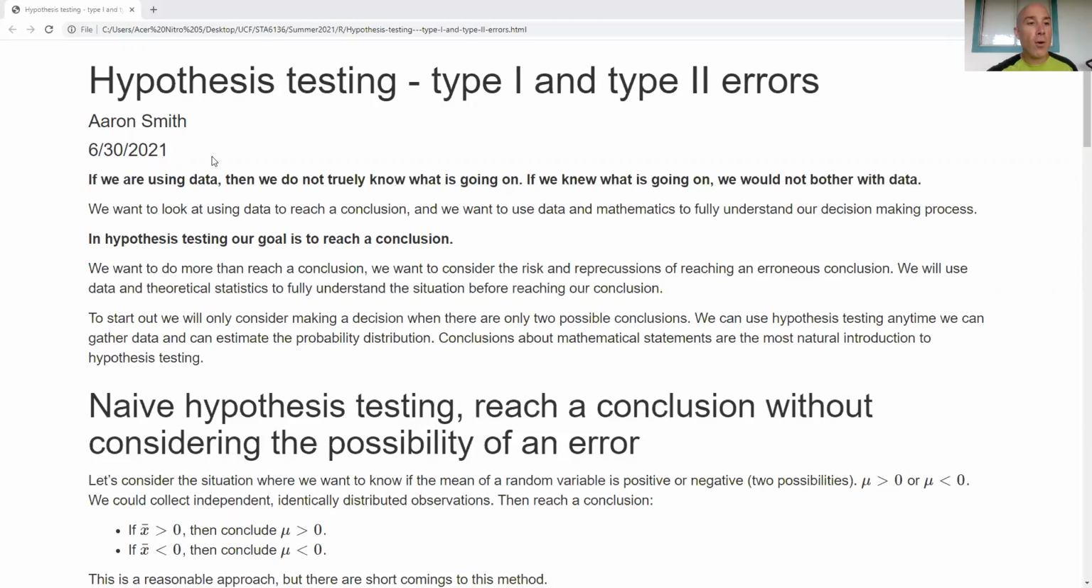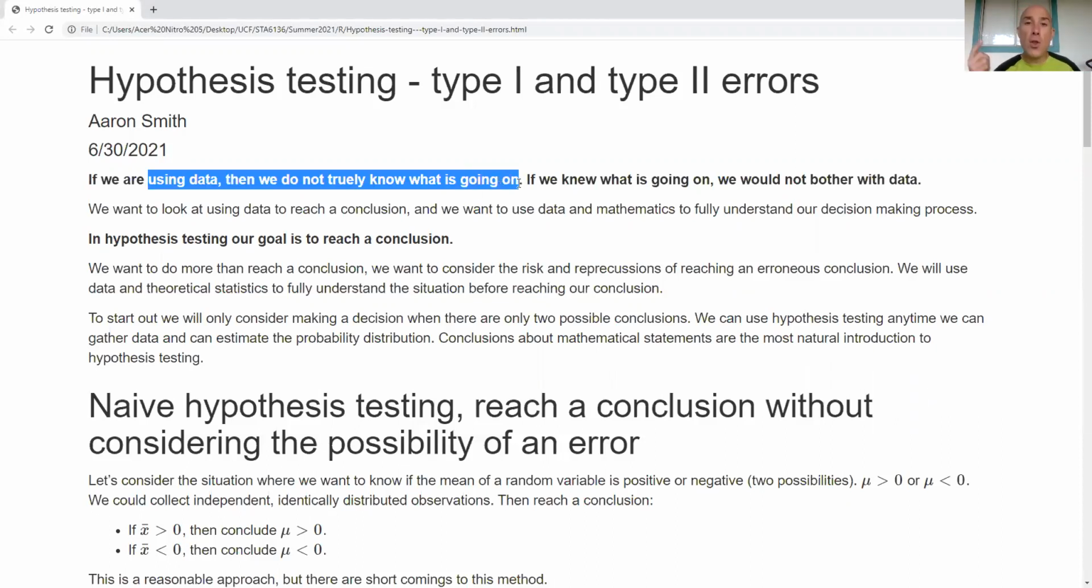The first thing that we need to keep in our minds as we approach hypothesis testing is that if we are using data, then we don't know what's going on. Because if we knew what was going on, we wouldn't bother with data. So always keep that in your mind. Anytime that we are using data, we don't know what's going on. Otherwise, we wouldn't bother with the data in the first place.